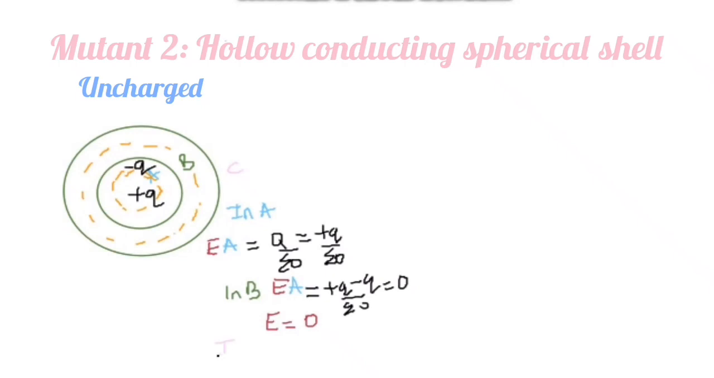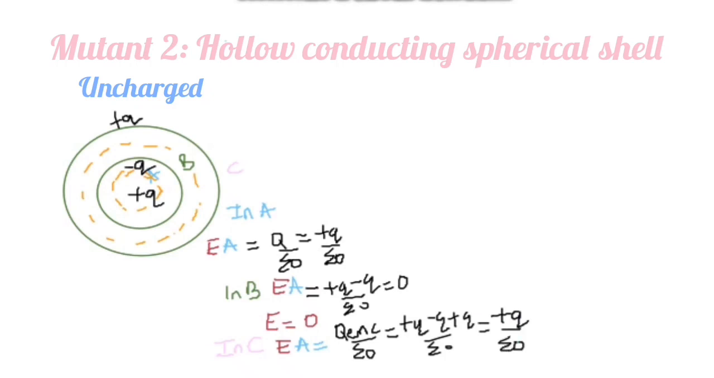For region C, draw your spherical Gaussian surface. EA is equal to charge enclosed over epsilon naught. A is the area of the spherical Gaussian surface. Now something important, we know that the plus Q here induces an equal negative charge minus Q on the inner surface, and this negative charge in turn induces a positive charge on the outer surface of the conducting shell. So the net charge enclosed is plus Q minus Q plus Q, which is equal to plus Q, and then you can find E from the formula.